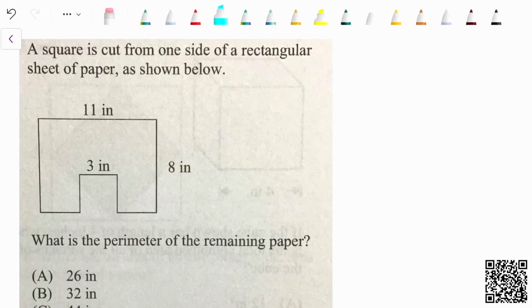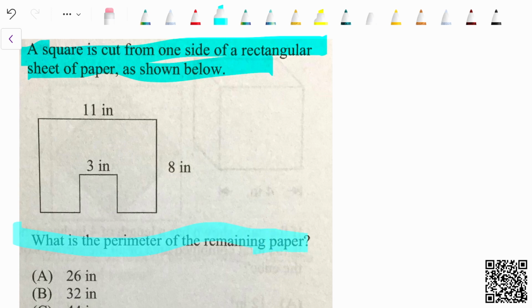Today we're going to be looking at some more irregular shaped perimeter and areas, I guess I could say. So our first question today is, a square is cut from one side of a rectangular sheet of paper as shown below. What is the perimeter of the remaining paper?